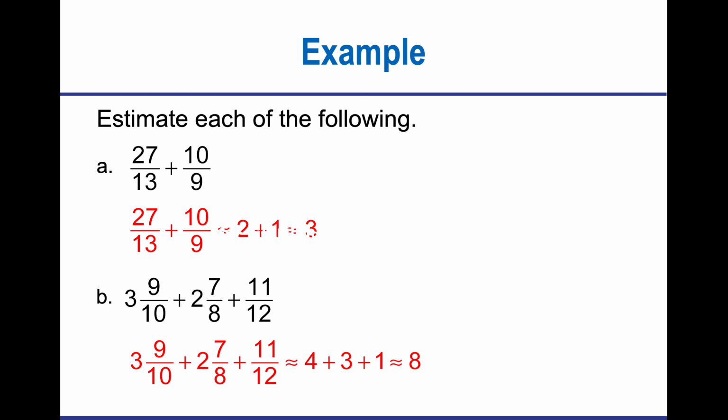3 9/10 is almost 4. 2 7/8 is almost 3. And then I have 11 over 12, which is almost 1. So if I estimate this, I'm going to get 8. So roughly estimating by whole numbers is what we're talking about with front end estimation.